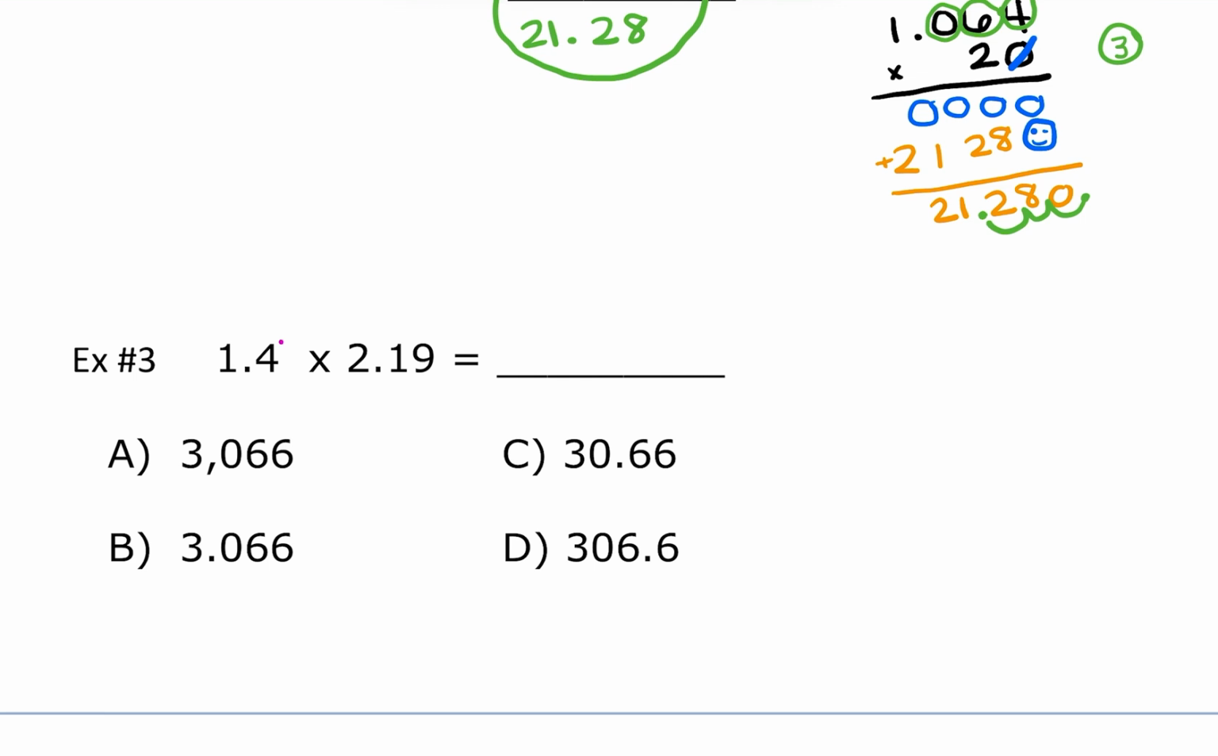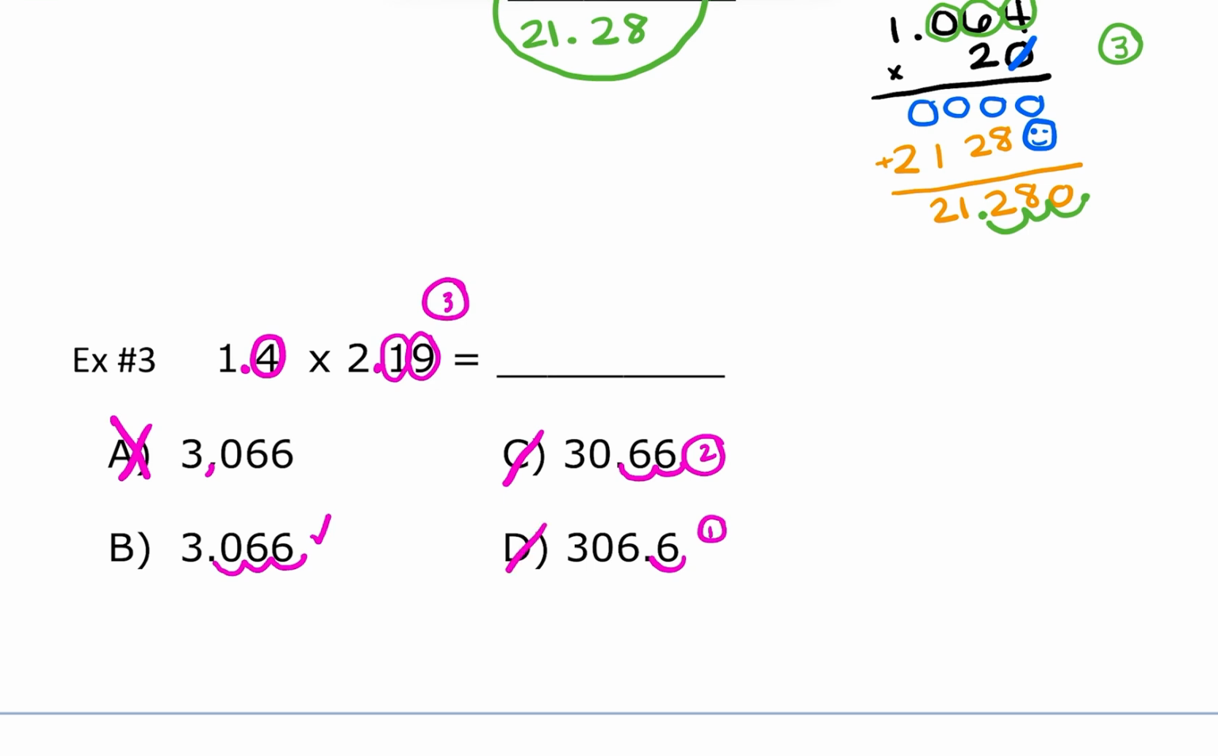So in 1.4, I would circle the 4 because, again, it's behind the decimal. And in 2.19, I would circle the 1 and the 9, and they need their own circle. So that would give me 3 hops. If I look at A, it has a comma. It doesn't even have a decimal, so it's out. B, 3 hops. If I started at the back and did 1, 2, 3, that is in the right spot. C, starting at the back is just 2 hops, so that's wrong. And then D just has 1 hop, so that is also wrong.